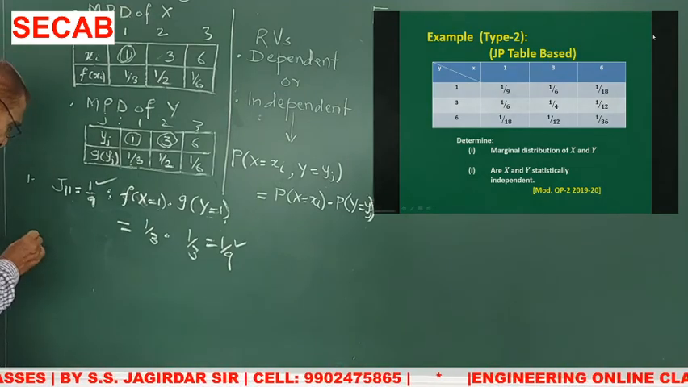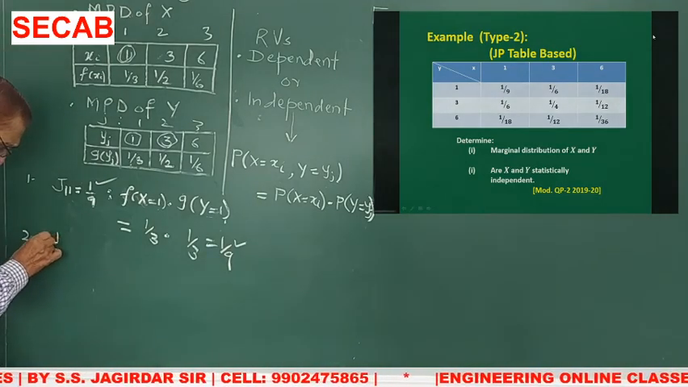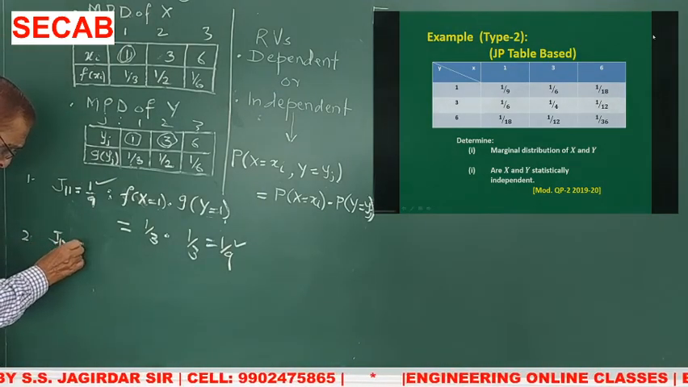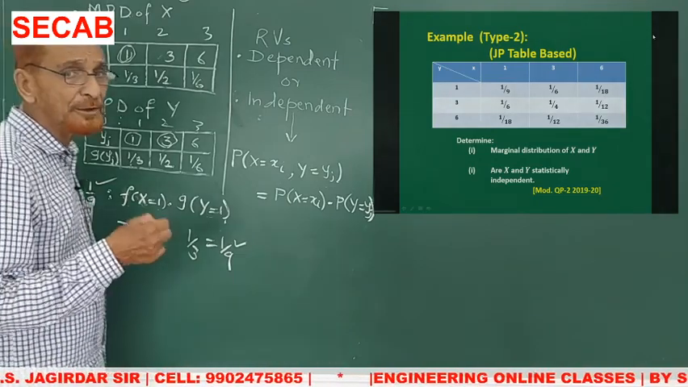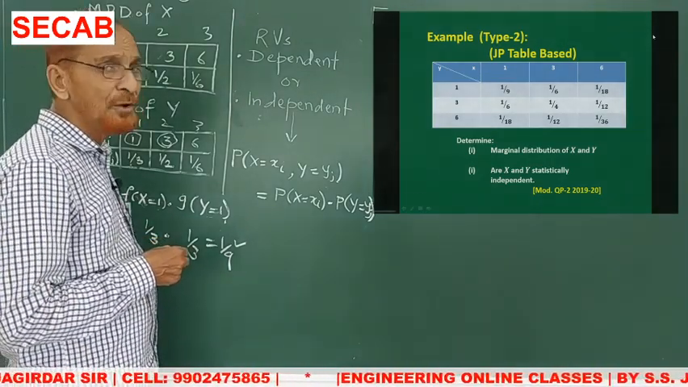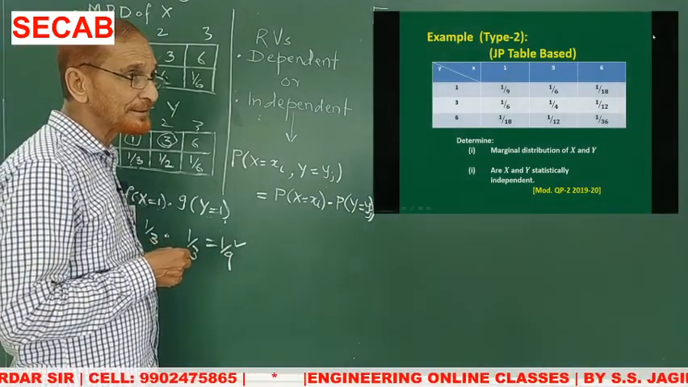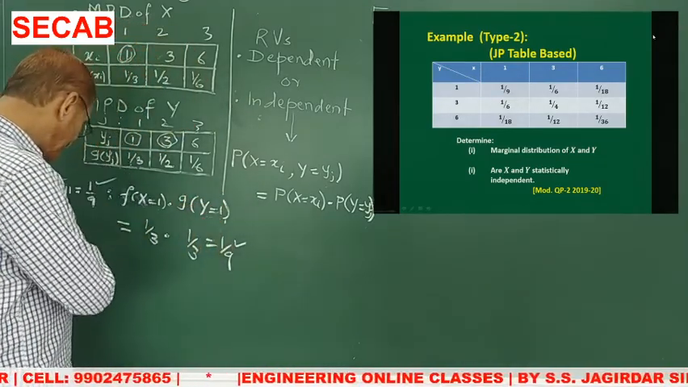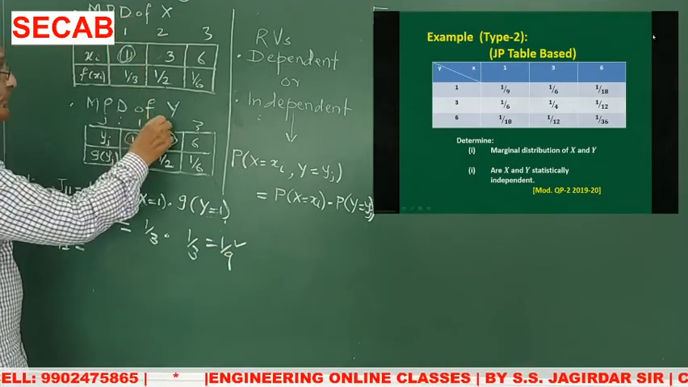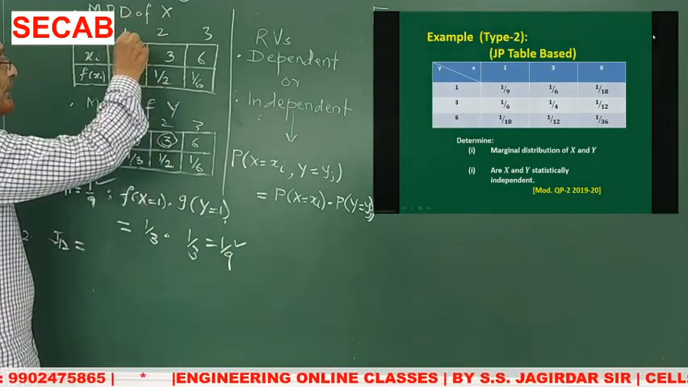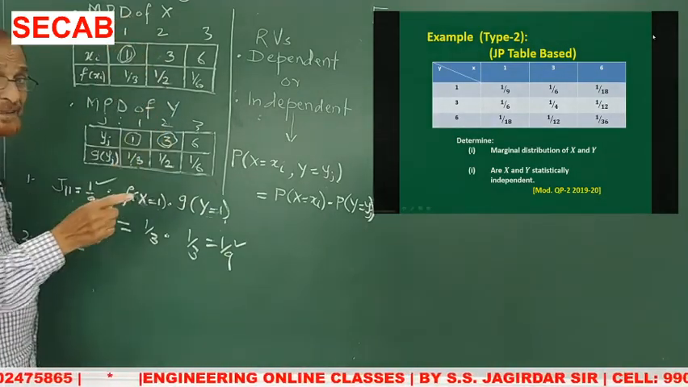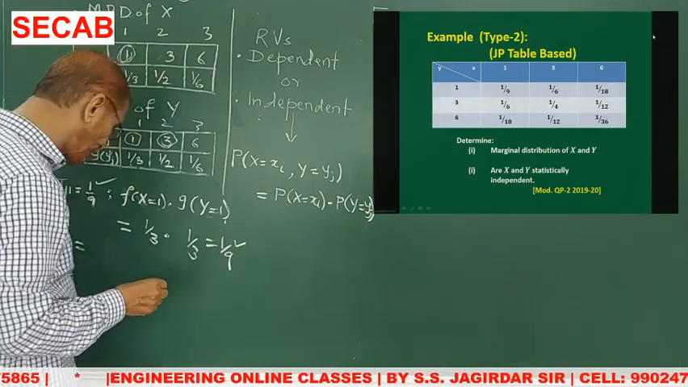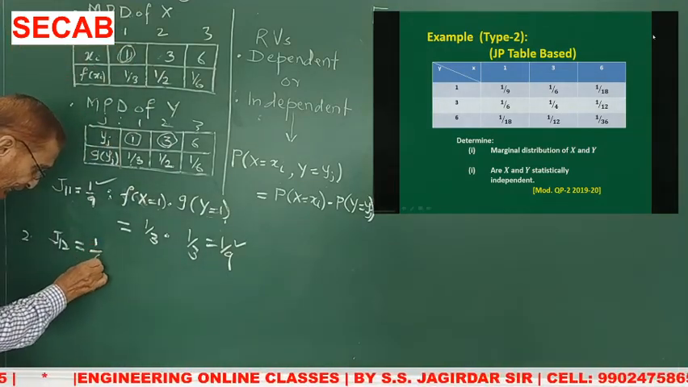Next we will go for the second, J12. What is J12 equal to? In the table, J12 means for 1 and 3 values. What is the value for 1 and 3? 1 upon 6. So the J12 value is 1 upon 6.